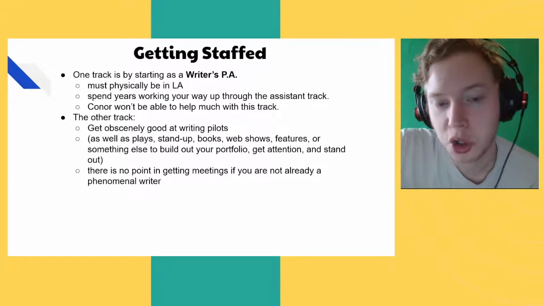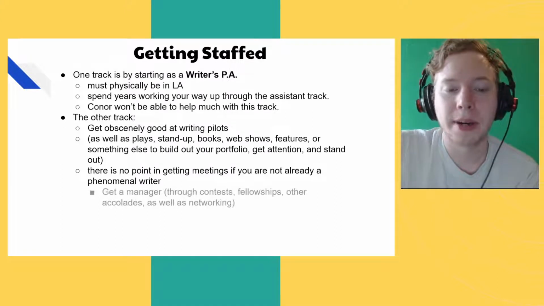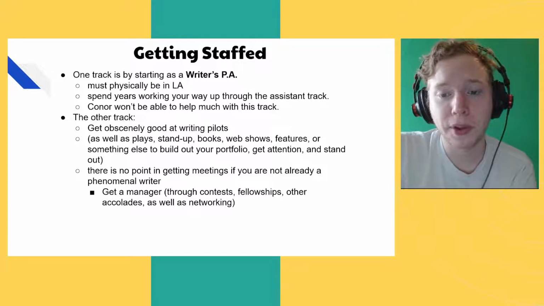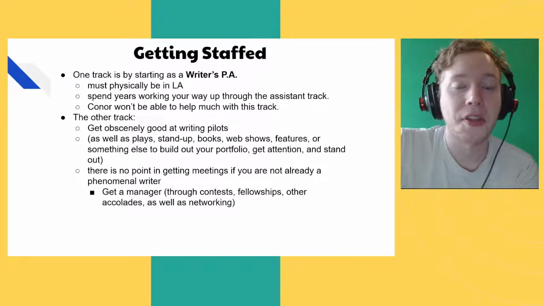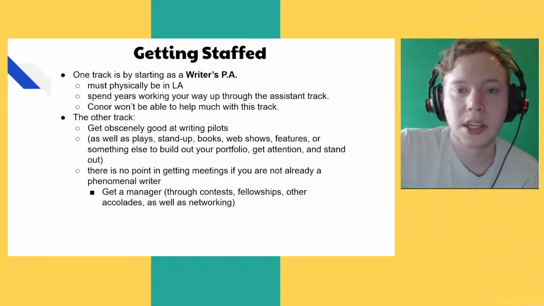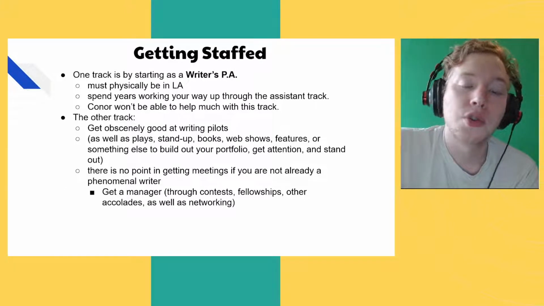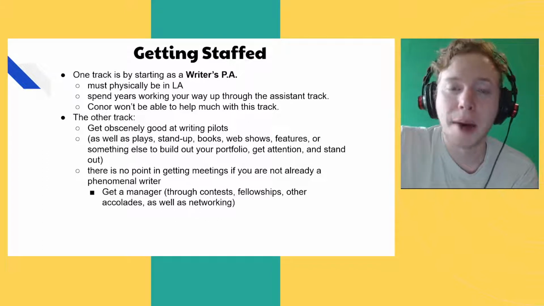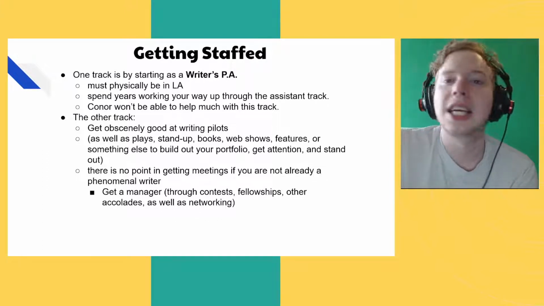The other track is sort of just get obscenely good at writing. Pilots, of course, primarily, but as well as plays, stand-up books, web shows, features, or just anything else to build out your portfolio and get attention and stand out, because, like I mentioned, they do sometimes scan these other channels or go see one-man shows in New York in order to see who do we maybe want to staff for an upcoming comedy series. There's really just no point in getting the meetings, though, unless you are a phenomenal writer. So becoming a phenomenal writer should always, always, always be your first step. Before you do that, none of the other things matter.